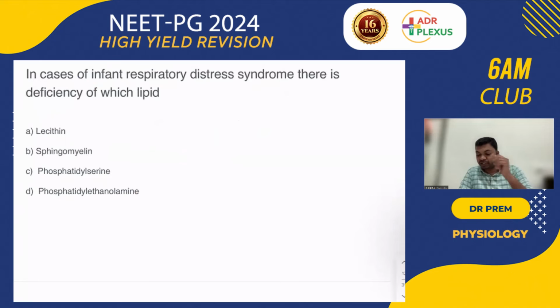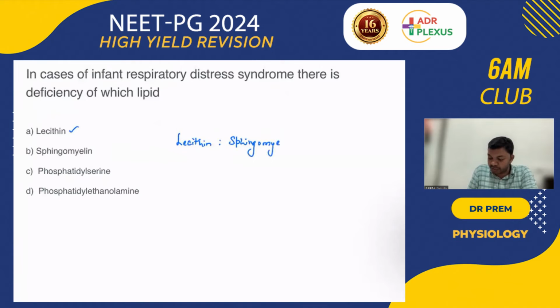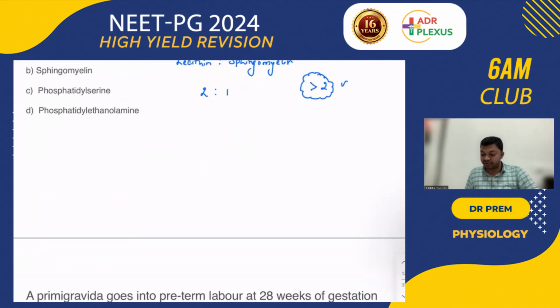In case of infant respiratory distress syndrome, there is a deficiency of which lipid? Lecithin, sphingomyelin, phosphatidylserine, phosphatidylethanolamine. Dr. Arun, Dr. Monopriya, Hari Prasad, very good. Lecithin. So you guys know there will always be more amount of lecithin and comparatively less amount of sphingomyelin, and this ratio is going to be 2:1. So this ratio must be greater than 2 to call the surfactant a normal surfactant. All right. So very good. Lecithin is the right answer for this question.